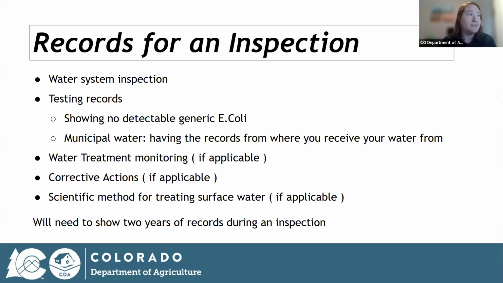Also, those testing records. So it could be specifically if you have a well, right? You can go to your city or county. Most of them have a water testing lab. If you need a list of ones that do the no detectable generic E. coli testing, we would be happy to give those to you. And then what you do is you contact the lab. They send you the sample cups and give you directions on how they want you to take the sample. Most of them give you some kind of shipping so you can ship it back, or if they're close enough, you can drive it to the lab.